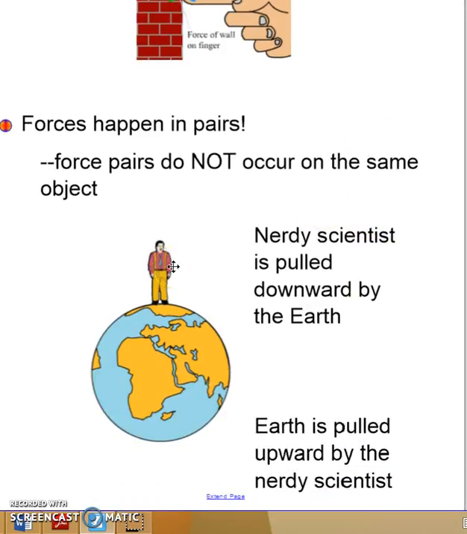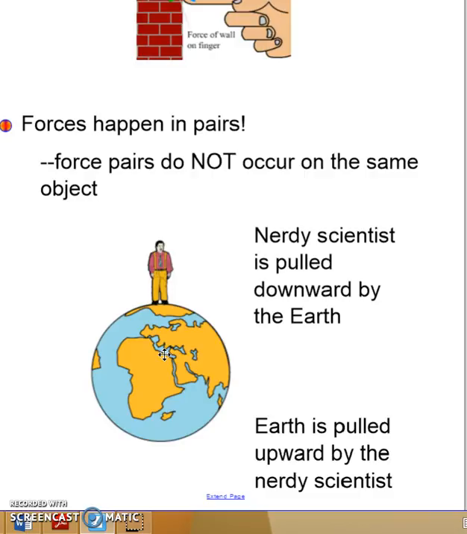Here's a nerdy scientist, and he's being pulled downward by Earth. No surprise in that. That's what gravity is all about. So that's an action force. But the reaction force is that the Earth is also being pulled upward by the scientist. The scientist also exerts a gravitational force on the Earth.